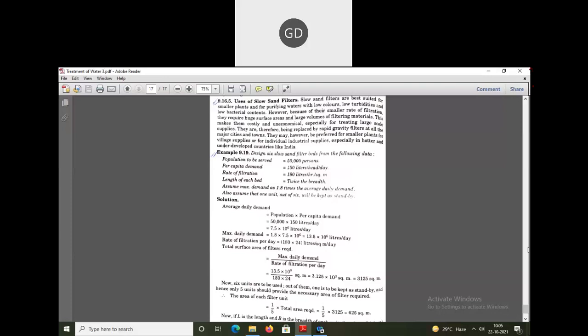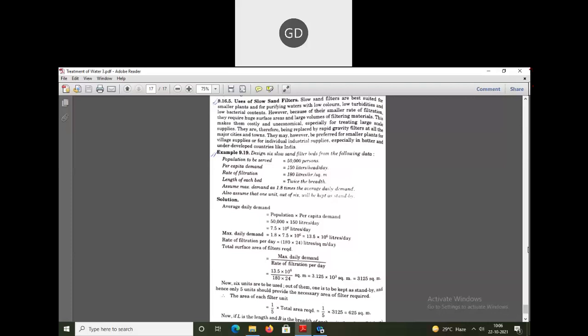So find the average daily demand. We have the formula: population multiplied by per capita demand. You got this formula in the first class. Population is 50,000 and per capita demand is 150 liters per day. Multiplying both, you get 7.5 × 10^6 liters per day. After finding the average daily demand, what is the formula for maximum daily demand?